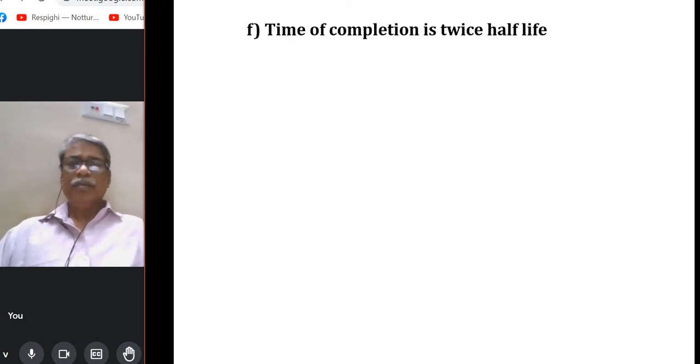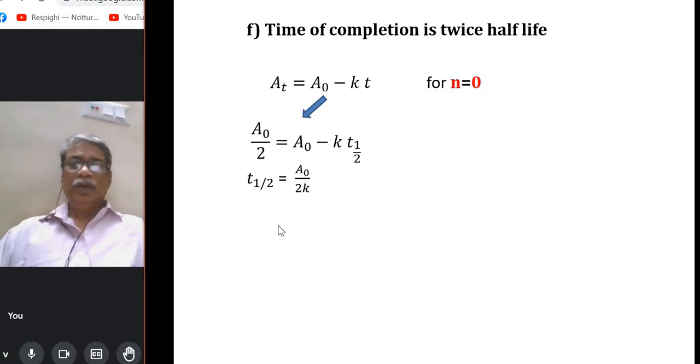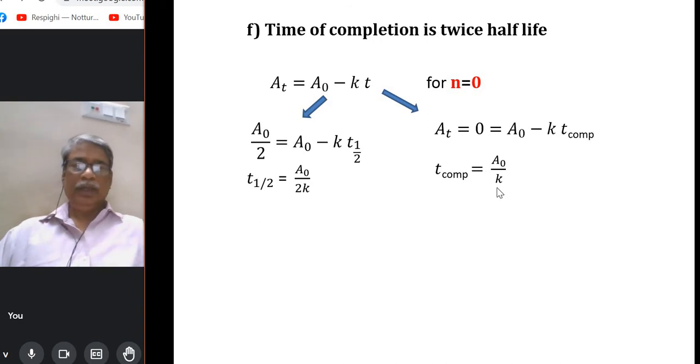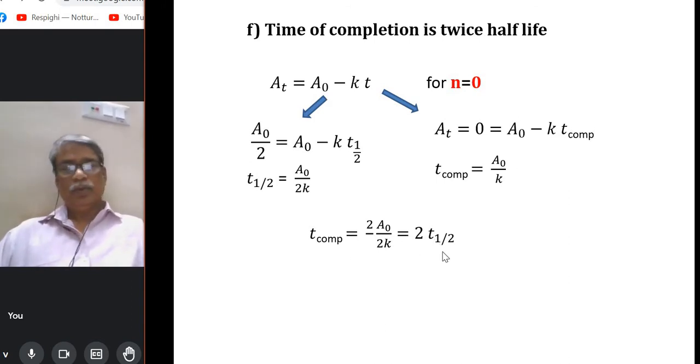So the next question, time of completion is twice half life. Actually we have already discussed this partly. The answer is order n equals 0, and at is a0 minus kt. As we have already seen, t half is a0 by 2k, but t completion is a0 by k, right? So if you start with t comp a0 by k, you divide and multiply by 2. So it is 2 a0 by 2k, but a0 by 2k is t half. So actually it is 2 t half. So t comp is twice that of t half for n equals 0. Okay.